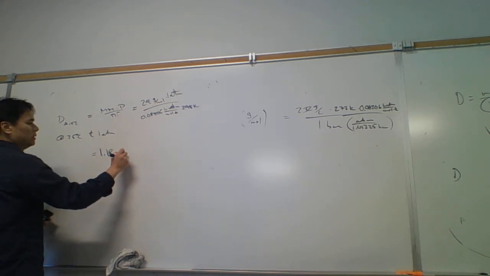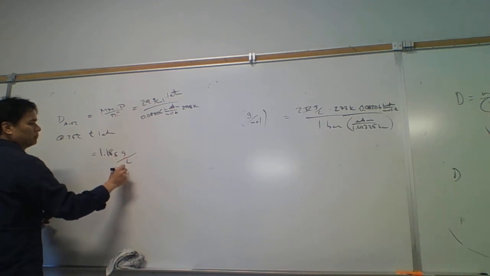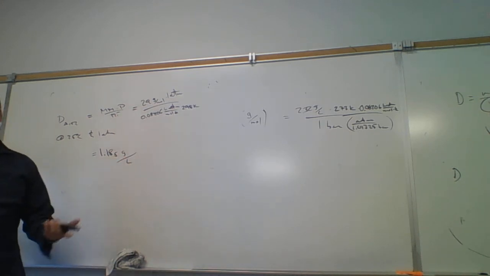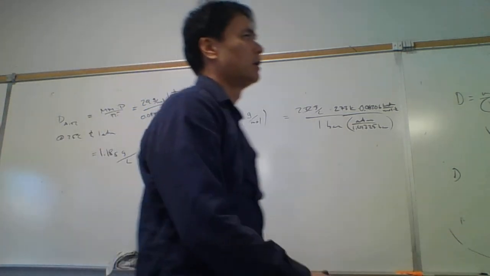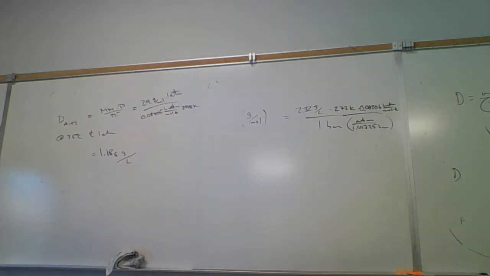1.185 grams of air per liter. And so the air in this room is about 1.19 grams per liter, 1.2 grams per liter. At STP, STP is colder, which means that the air expands or contracts as it gets cold. Contracts. You know, hot air expands, cold air contracts.